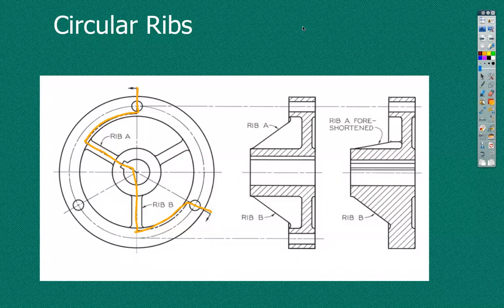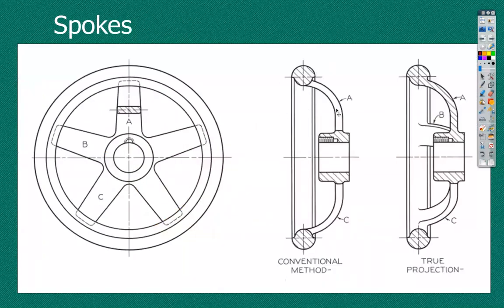Okay, so that's how you actually take care of circular ribs. Spokes are the same thing. Because the spoke doesn't go all the way around, if it looks like this, then you'd think that that would go all the way around. If it doesn't, then it needs to be done like that. Okay? Same thing that I just did. You have to go in there and mess with it.